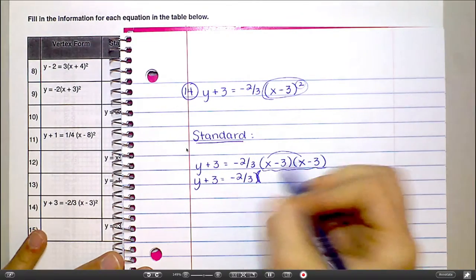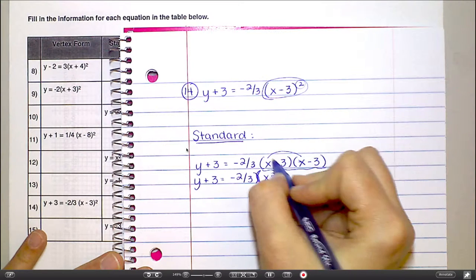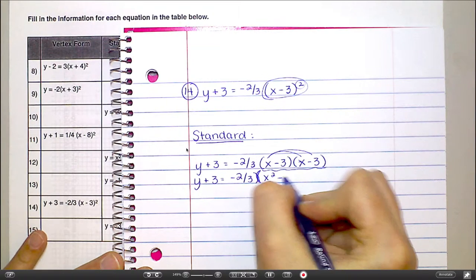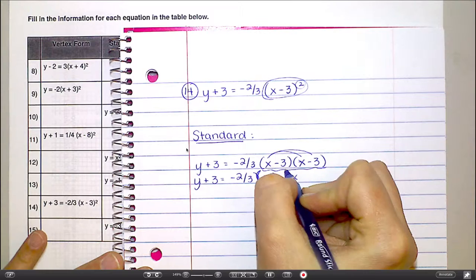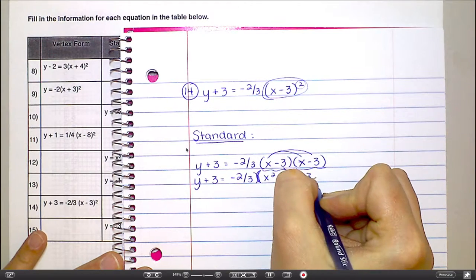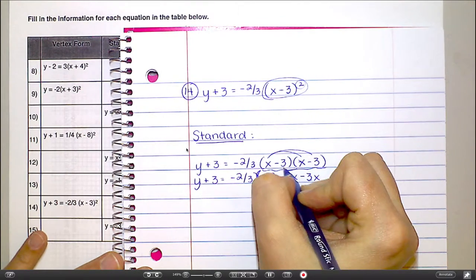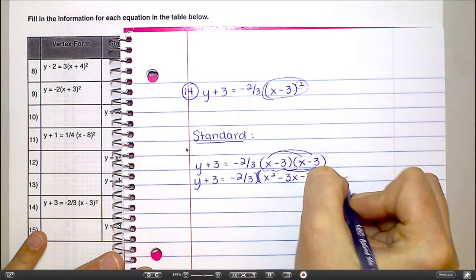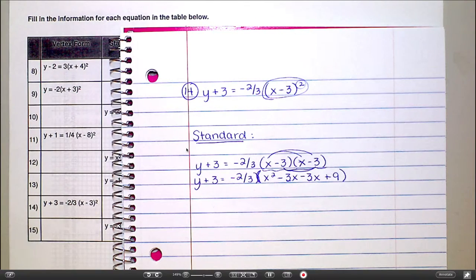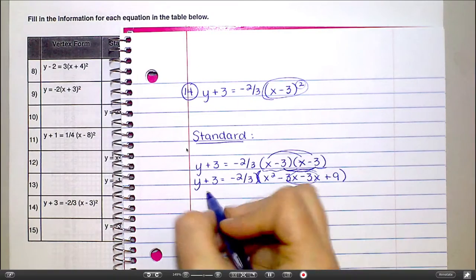x times x is x squared. x times negative 3 is negative 3x. Negative 3 times x is negative 3x. And negative 3 times negative 3 is positive 9. Okay, so when I simplify, when I put these two together.